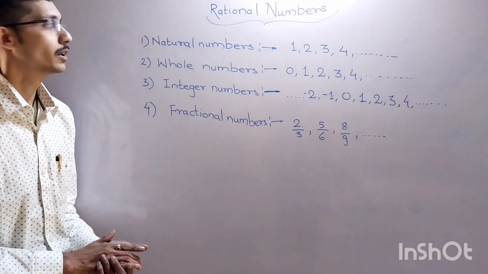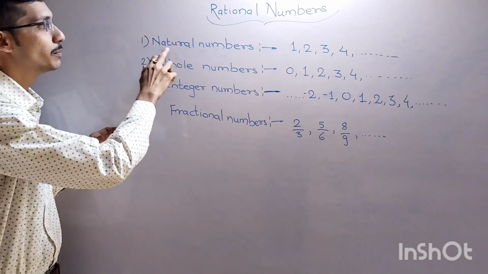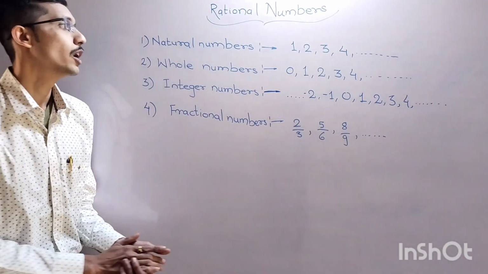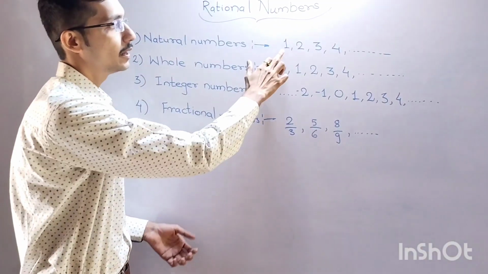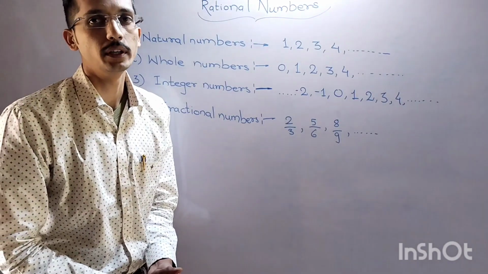Before rational numbers, there are four number systems. The first number system is the natural numbers. The natural number system contains numbers 1, 2, 3, 4 up to infinity.